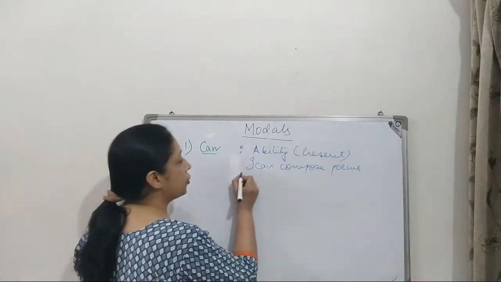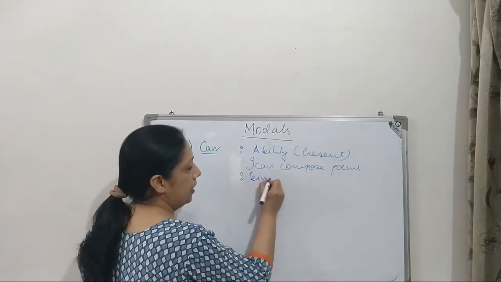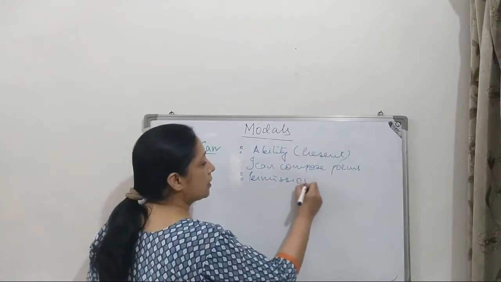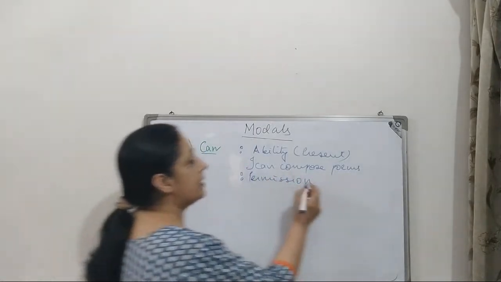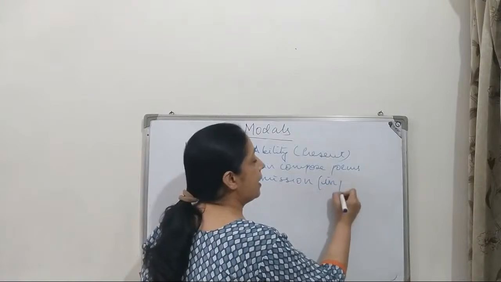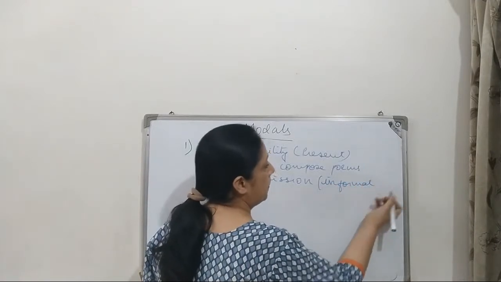So I can compose poems shows that this is the present ability. I can do this particular work nowadays. Then the next function is asking permission, and when we ask permission using can, it is an informal permission.